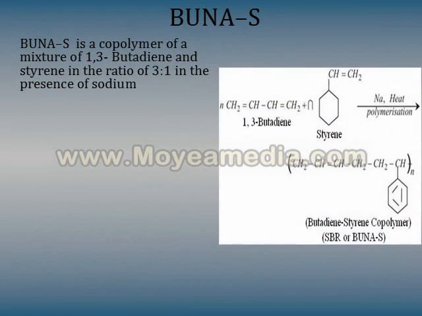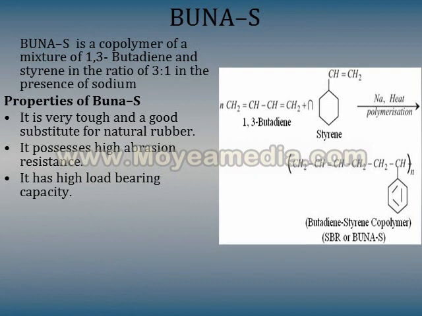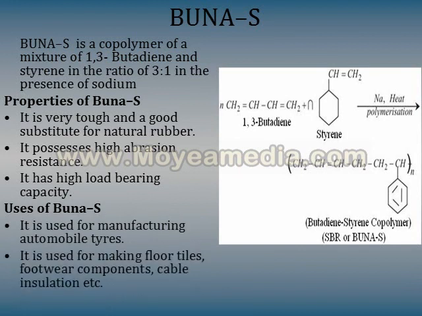The second type is buna S. Buna S is a copolymer of a mixture of 1,3-butadiene and styrene in the ratio of 3:1 in the presence of sodium. In the figure, we see that butadiene and styrene react in the presence of sodium to form buna S. Buna S has a specific property that it is very tough and a good substitute for natural rubber. It possesses high abrasion resistance. It has high load bearing capacity. So we use buna S in the manufacturing of automobile tires. It is also used for making floor tiles, footwear components, cable insulation, etc.